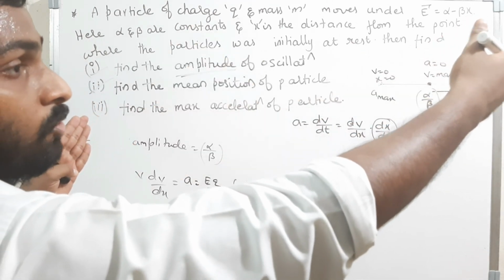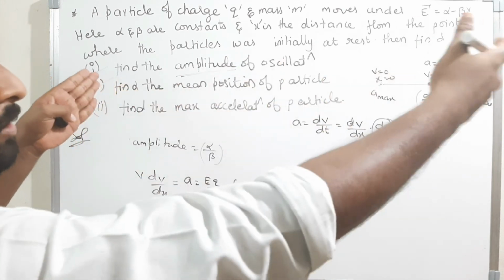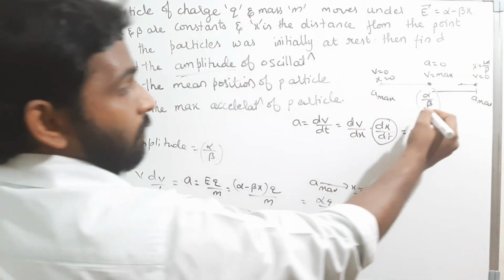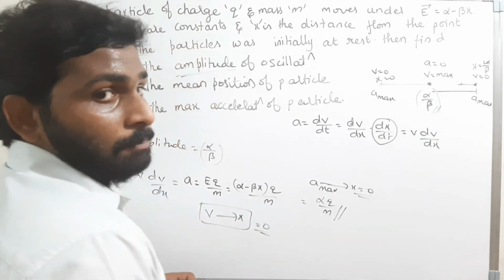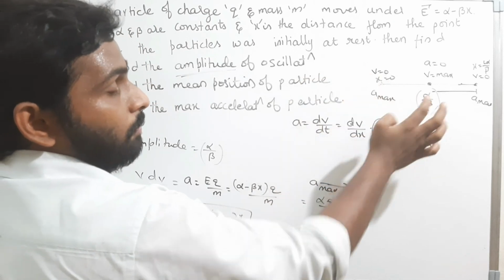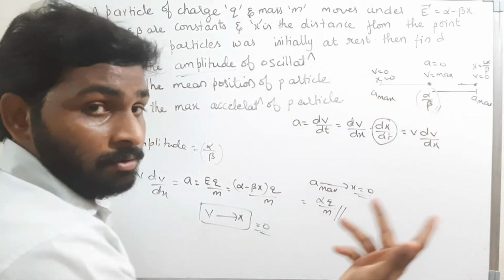Now, what is the mean position? Extreme positions: one I got 2 alpha by beta, another one I got 0. What is the mean position? That means the sum of these two divided by 2. That is nothing but alpha by beta, the mean position. What is the amplitude? The amplitude is the distance between these two. That is how much? Alpha by beta. The amplitude is alpha by beta. The mean position is alpha by beta.